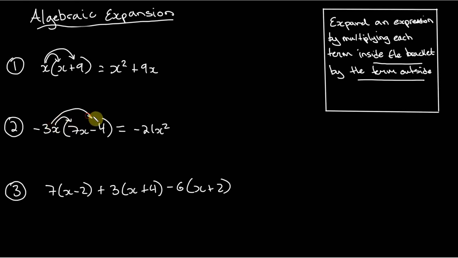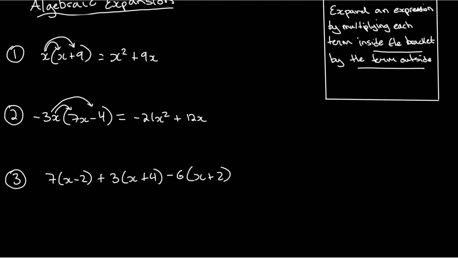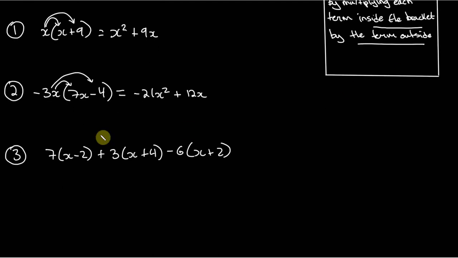Now we're going to distribute this negative 3x to this negative 4. Well, a negative times a negative is positive, so this is going to be plus. 3 times 4 is 12, so this is going to be plus 12x. So you have to remember to watch for the sign outside the brackets. It's really important. To emphasize that point once more, let's work on this next problem.